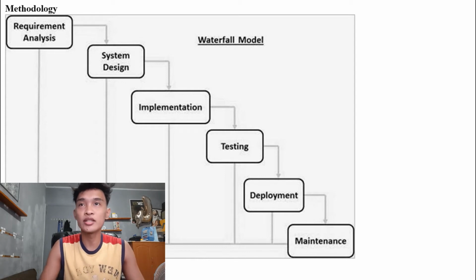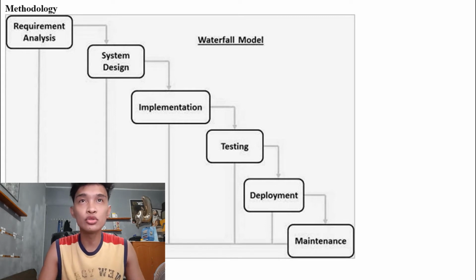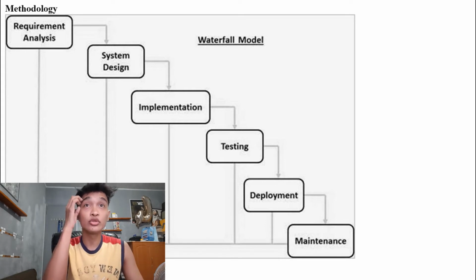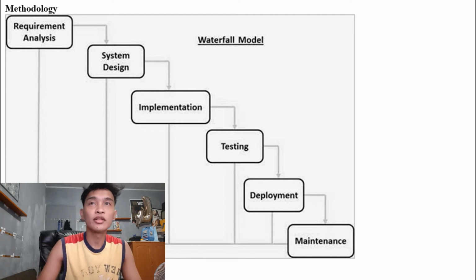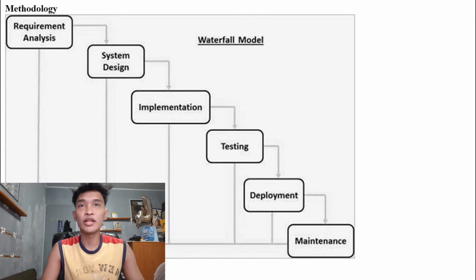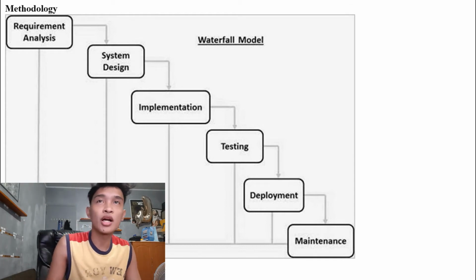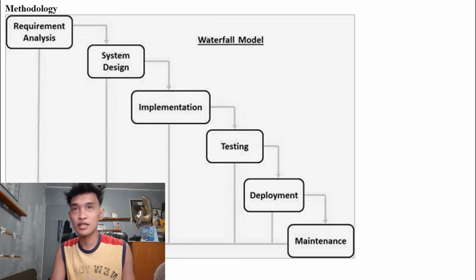for our grading system. First, it is simple to manage due to the rigidity of the model. Each stage has particular deliverables and a review process. Phases are processed and completed one at a time. Technology is understood and is not dynamic. It suits small projects where requirements are understood, and it is easy to organize tasks, with results well documented.